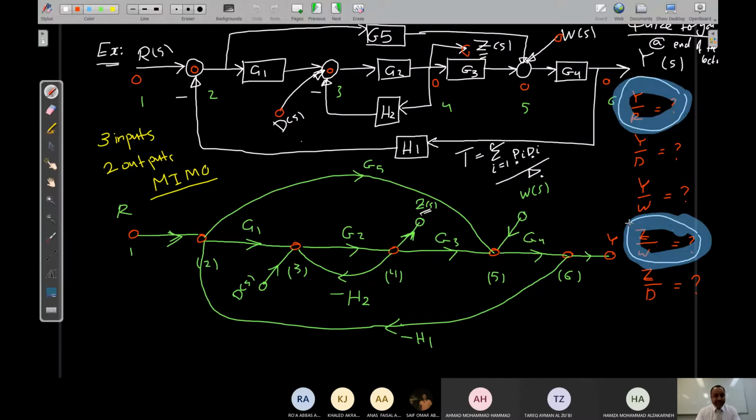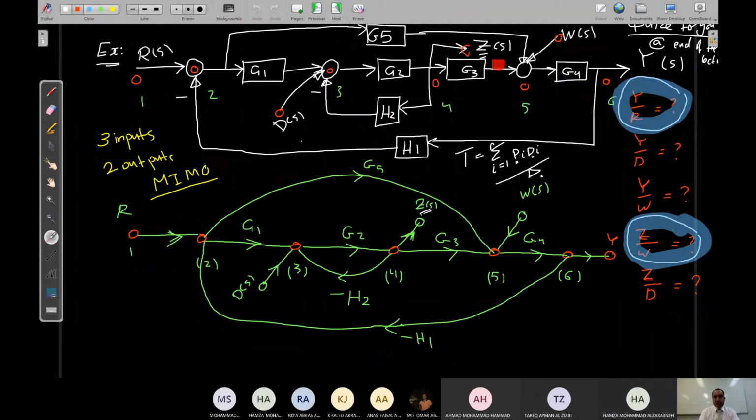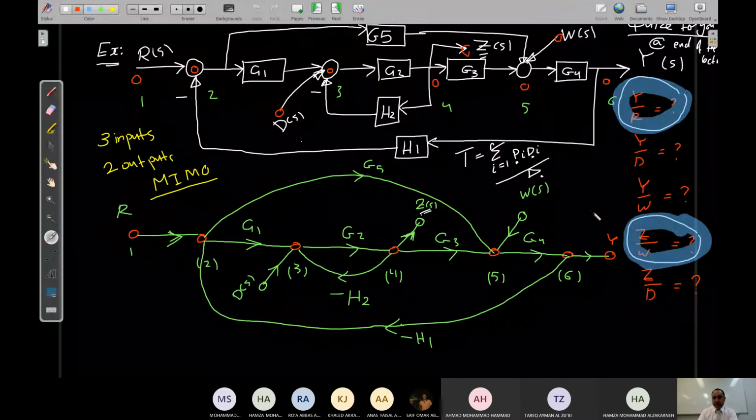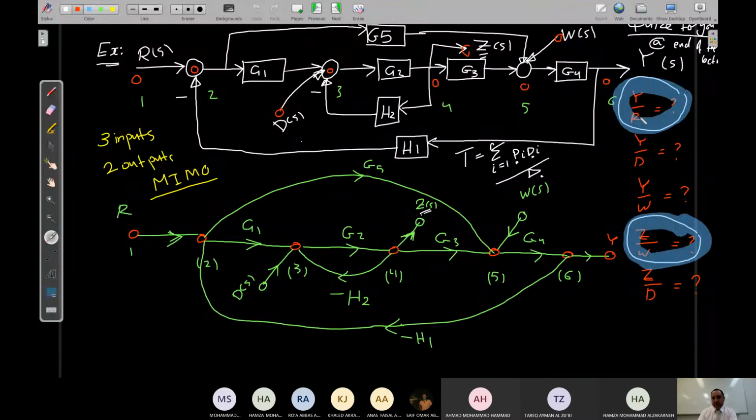So last time we were discussing the following example, correct? Yes. We have the following block diagram, and we need to find a set of transfer functions ranging from Y over R until Z over D.